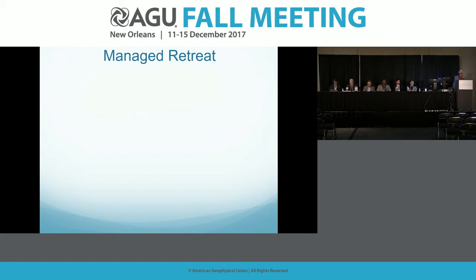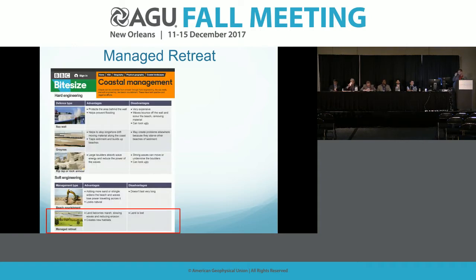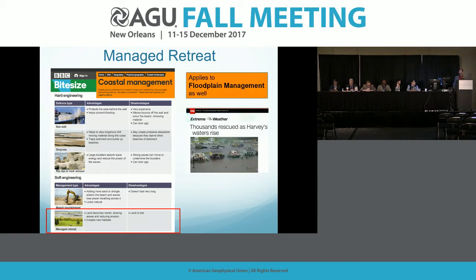So this is, again, a new field of research, and as such, some of the terminology hasn't yet settled down and is used in different ways. So I recommend to everyone, if you're interested in this, take a look at this BBC definition, and it places managed retreat at the end of a spectrum that ranges from hard engineering solutions, for example, flood protection on coastlines, down to non-structural solutions. And this framework works equally well for coastal processes and for floodplain management as well.